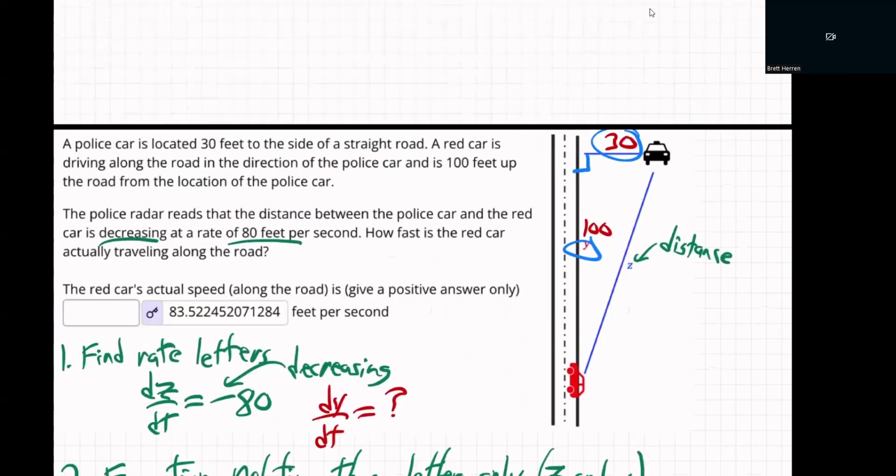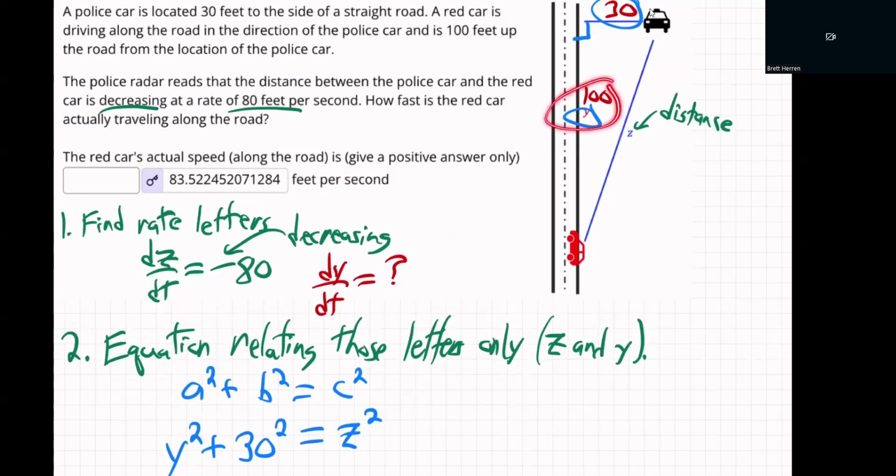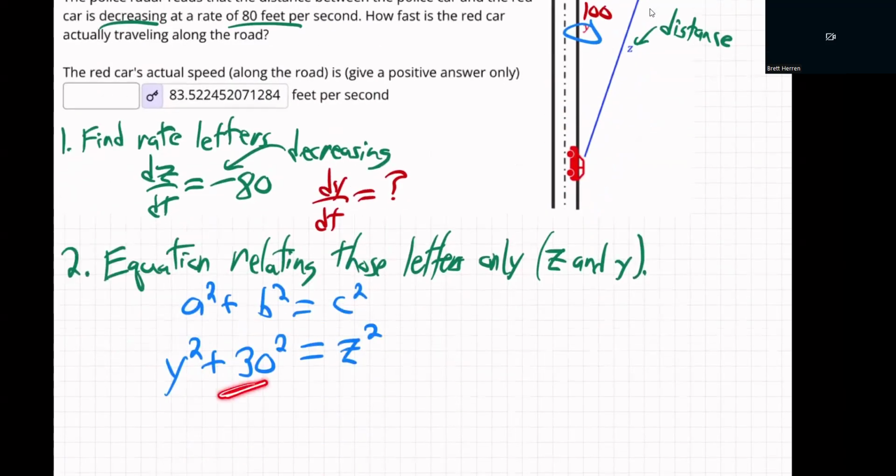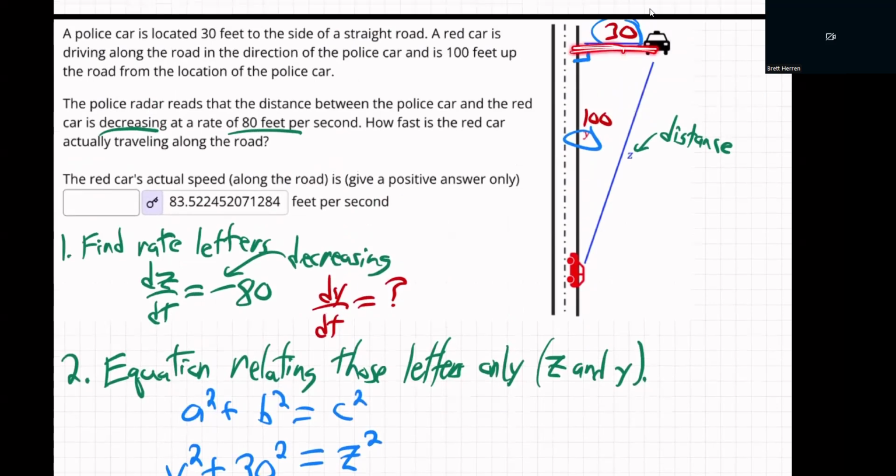Now, you might wonder, the good question would be, Mr., why didn't you put in the 100 here? Right? You put in the 30, you didn't put in the 100. Well, whenever it has a letter, you want to use the letter. We don't want to plug in any numbers until the end. Remember, that's step four. Now you might say, yeah, but you put in a 30 right there. Well, that's just always 30. That's not changing, right? The police car is not getting closer to the road or further from it. That 30 is just fixed.